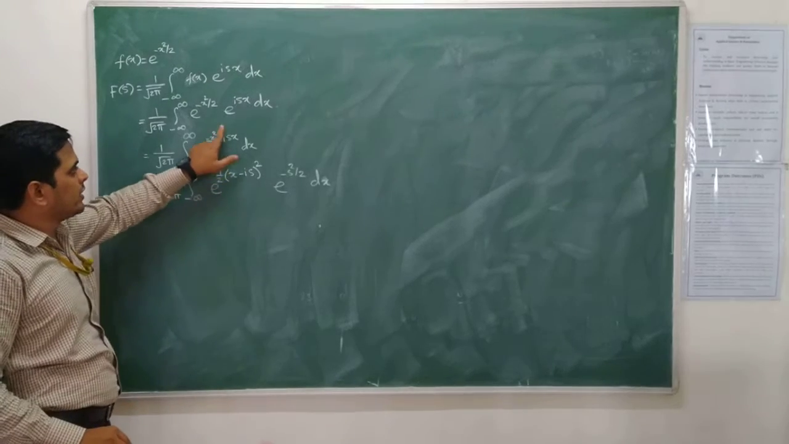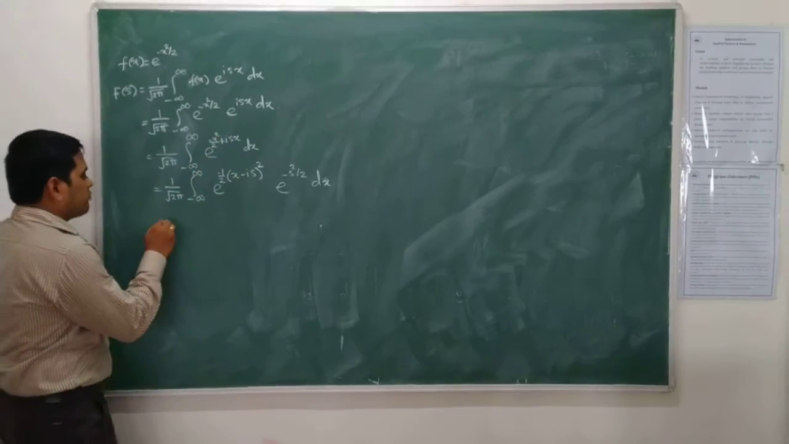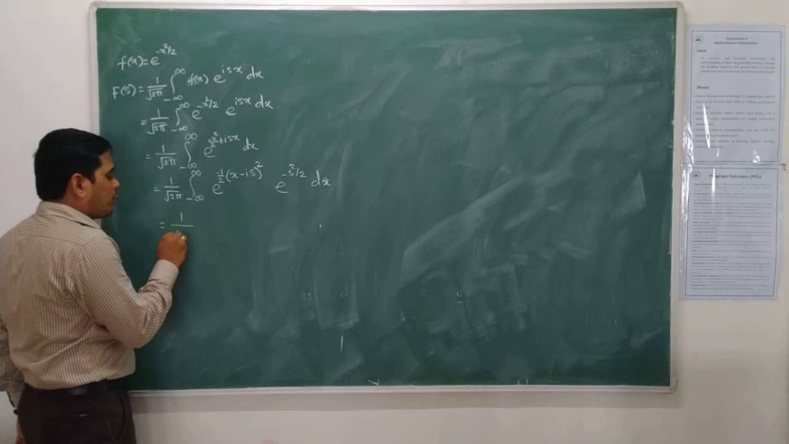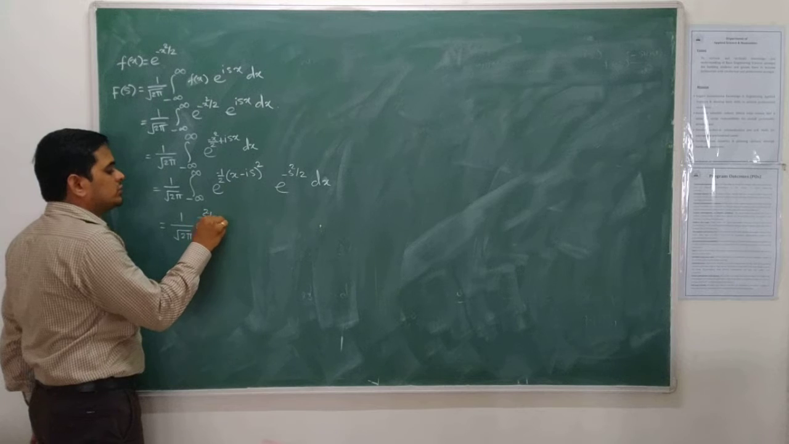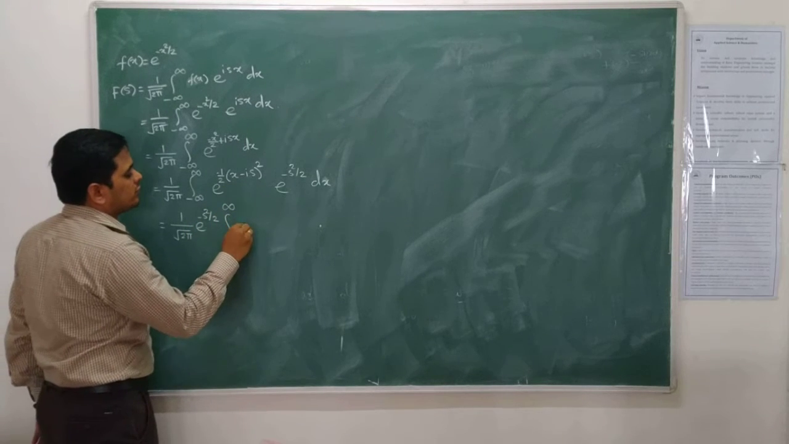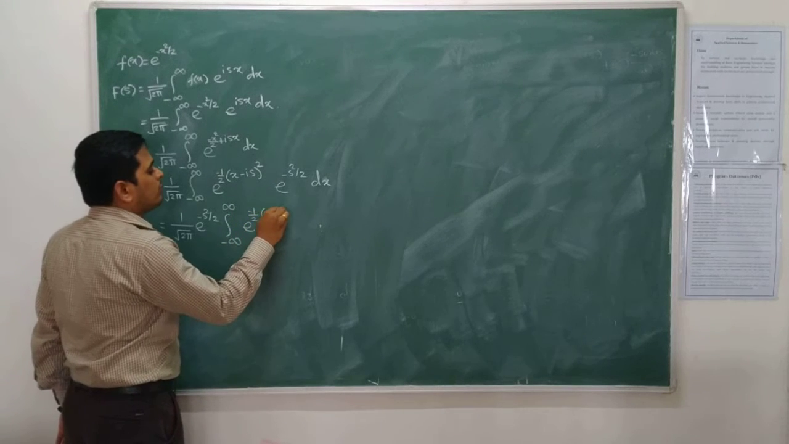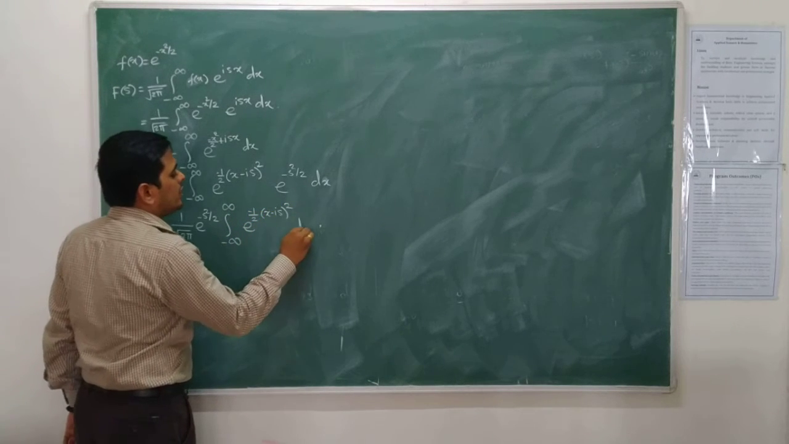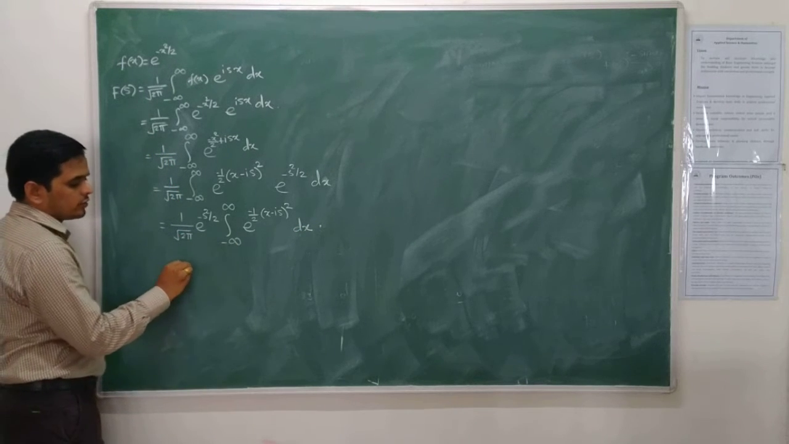By making a perfect square in the exponent, we get these two terms. Therefore this is nothing but 1 upon square root 2 pi e raised to minus s square by 2, which is a constant taken outside, integration from minus infinity to plus infinity e raised to minus 1 by 2 into x minus i s whole square dx. To evaluate this integral, we make a substitution.